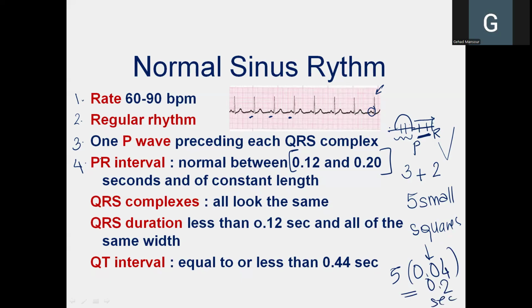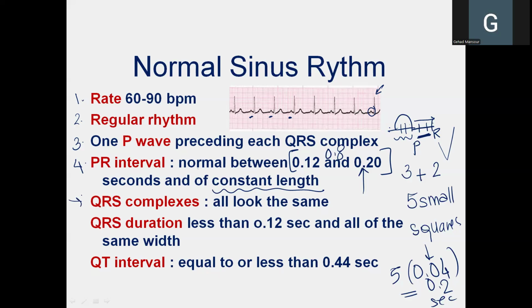So you would say that the PR interval in this ECG strip is normal because its length is equal to 5 small squares, and since every small square is 0.04 second, the total duration is 0.2 second, and 0.2 lies in the normal interval. If it were 0.8 second, yes, it would also be lying in the normal interval. Not only this, but you have to mention at least that all the PR intervals are equal in length.